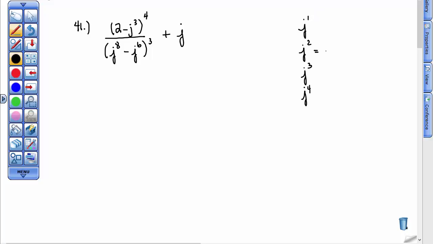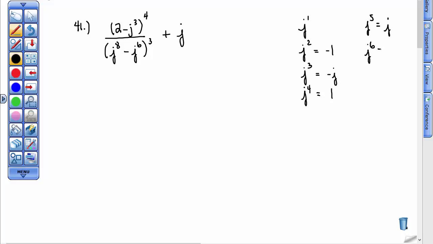j squared is a negative 1. j cubed is a negative j. And j to the fourth is back to 1. So if I came over here, I'd keep repeating this. So j to the fifth is the same as j.